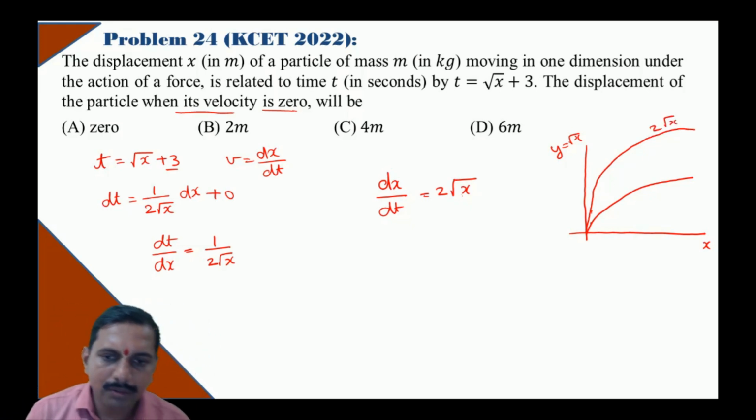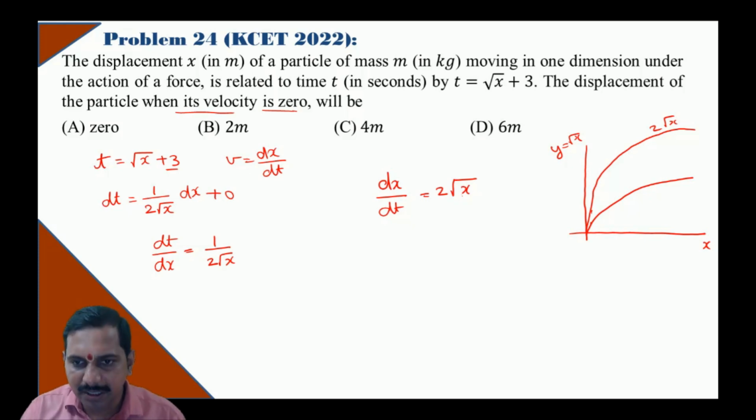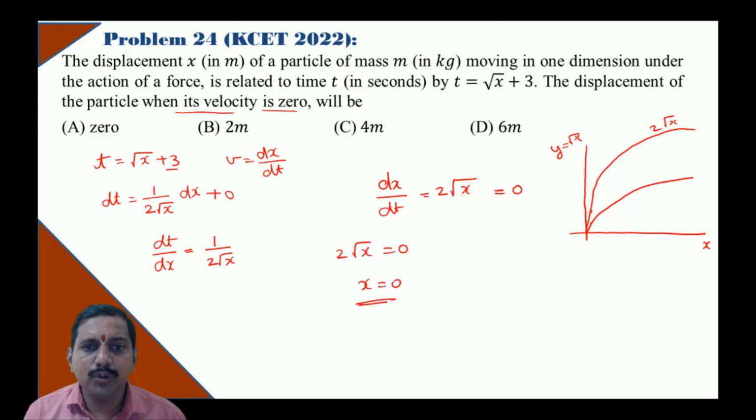Fine. So now the question is, when dx by dt is equal to 0, what is x? That means 2 root x has to be 0, means x has to be 0, right? So there's no confusion on that. There is a problem that when we get this, we get into trouble whether it is the right answer or not. Okay, but when you go with the basics, when you draw the graph, all the confusions are taken out. So answer is A, which is 0.